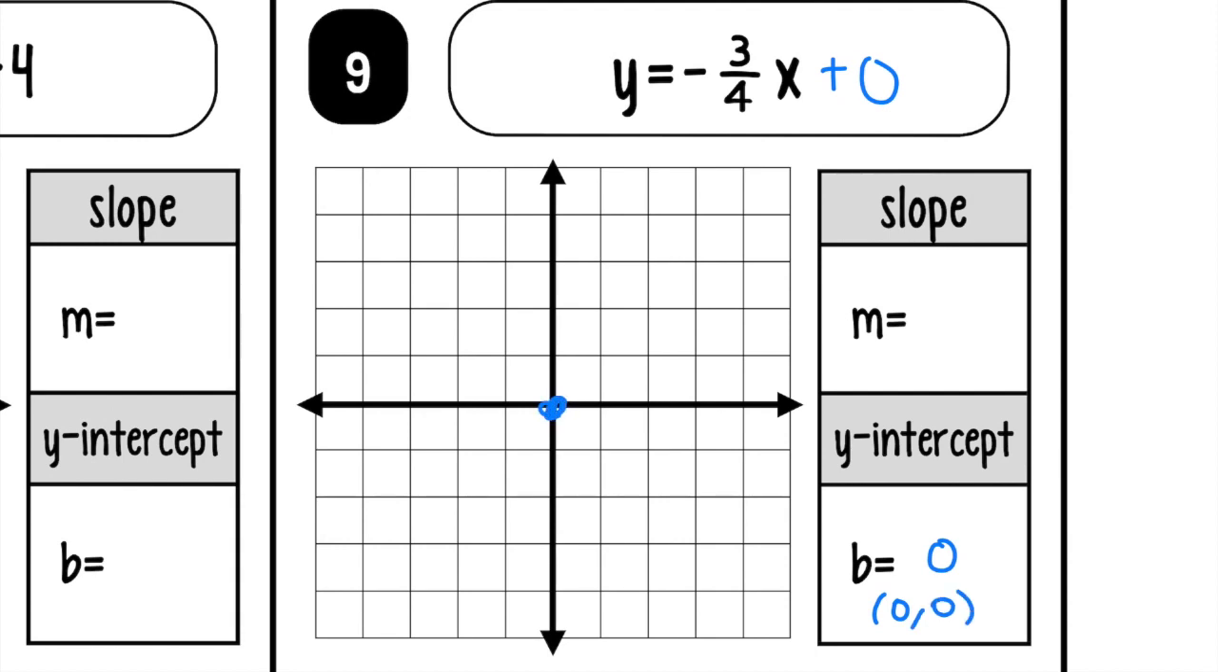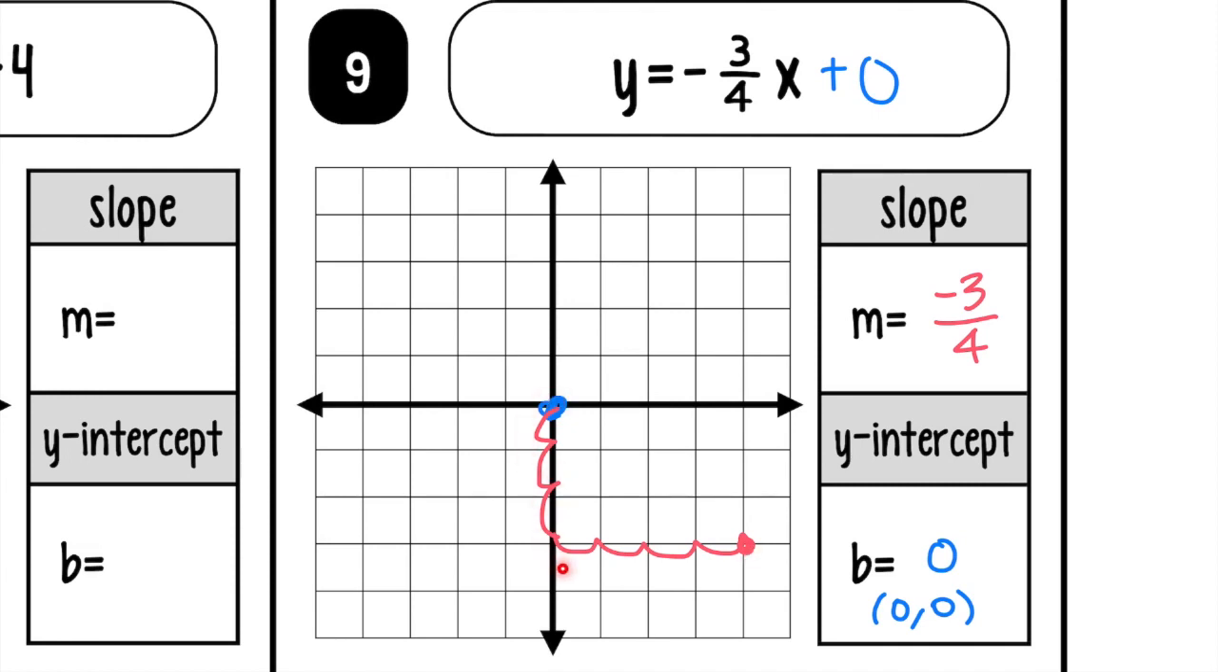Our slope is negative 3 over 4, so the negative 3 is our rise. Since it's negative, we're going to move down 3. Then our run is 4, so we move to the right 4 spaces. To plot our next point, we would have to go down 3 and to the right 4 again, but we don't have enough room, so we're going to work backwards.